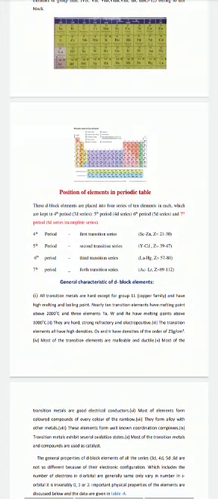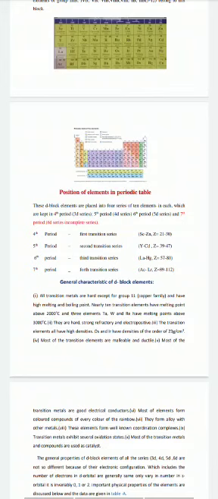Fifth period, second transition series, atomic number 39 to 47. Sixth period, third transition series, atomic number 57 to 80. Seventh period, fourth transition series, atomic number 89 to 112.